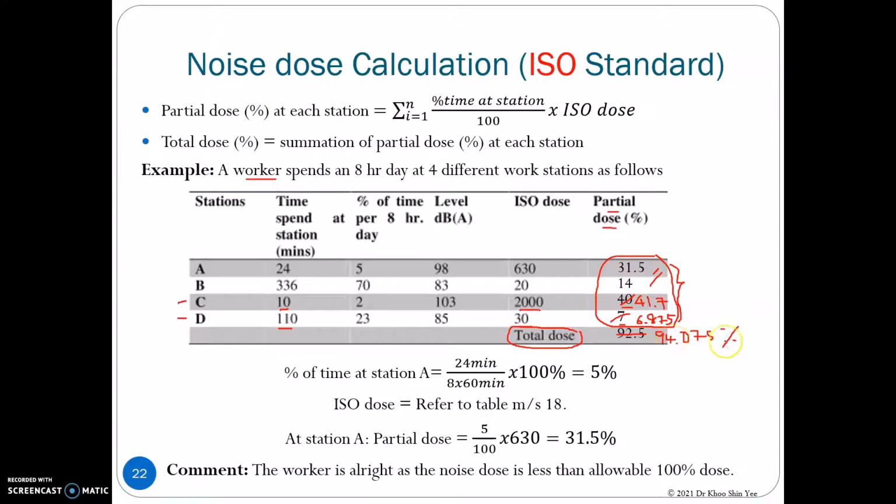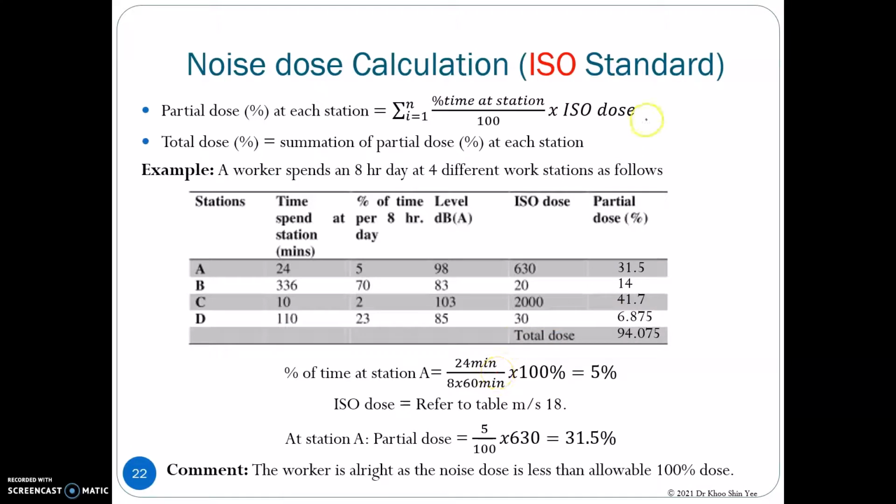Based on this result, we can compare to the standard where it says the allowable percentage of the noise dose should not exceed 100%. Since this value is less than the allowable value, therefore the worker is just alright.